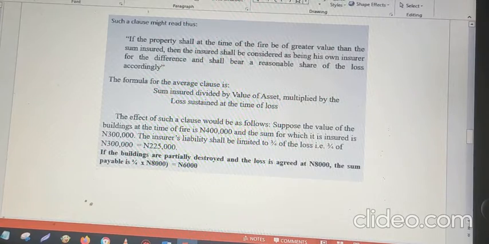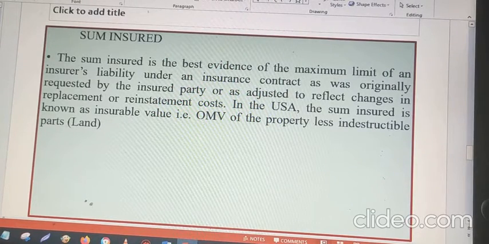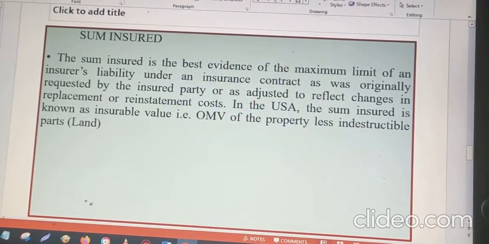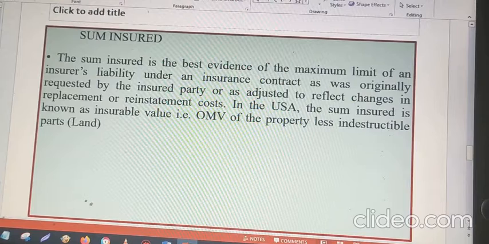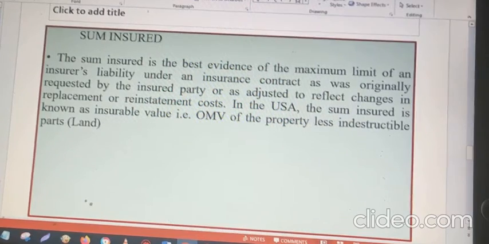3. Sum insured. The sum insured is the best evidence of the maximum limit of an insurer's liability under an insurance contract, as originally requested by the insured party or as adjusted to reflect changes in replacement or reinstatement costs. In the USA, the sum insured is known as insurable value, i.e. OMV of the property less the indestructible part, land.